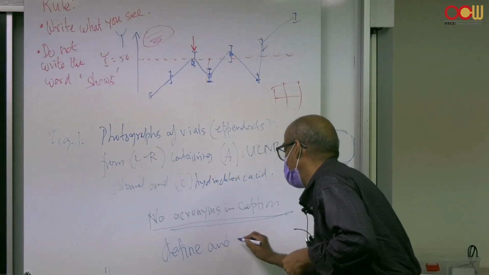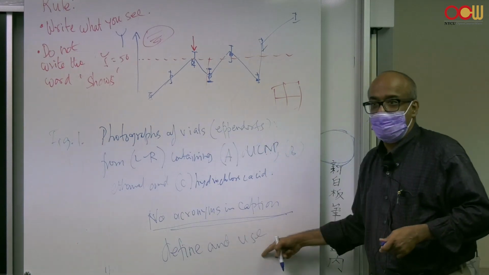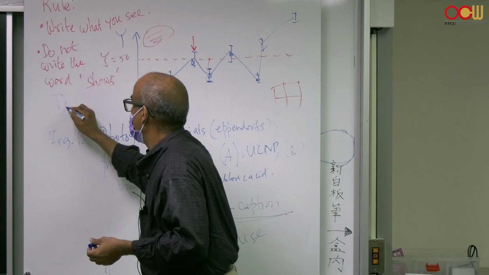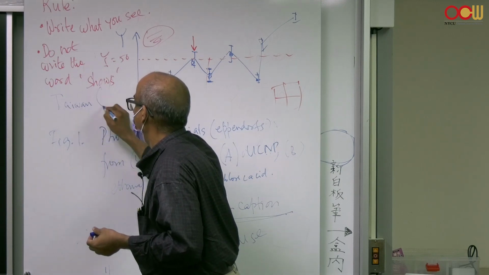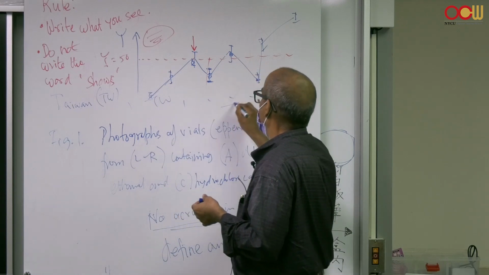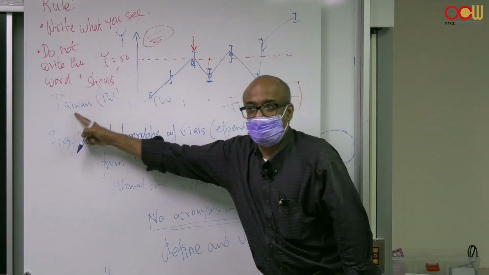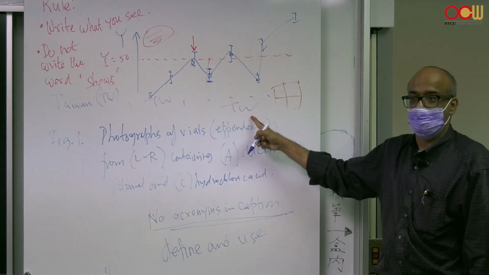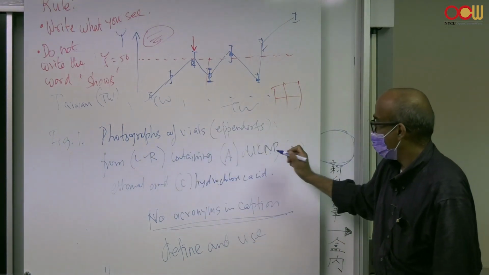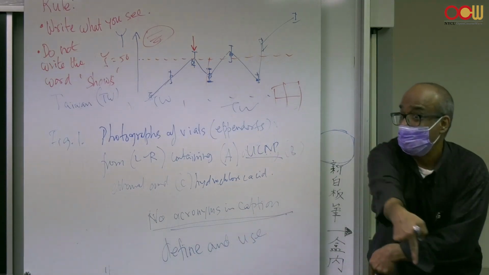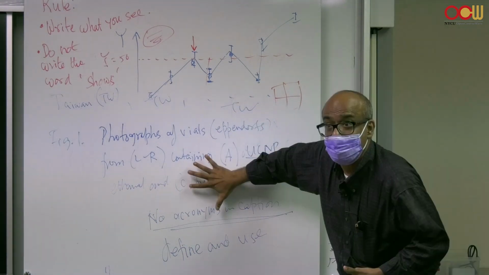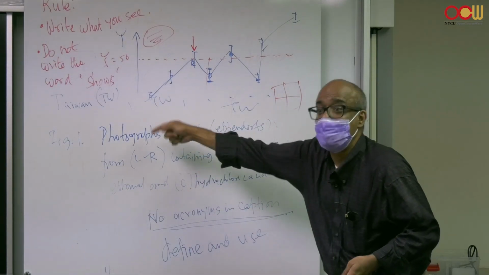Define and use. What is define? Define means, like, for example, Taiwan is TW, and then use TW, like that. First define and then use. Then it will become independent. Otherwise, to understand what is UCNP, I have to go back to the text and then come back here again, which is trouble. You do the definition here, where it appears first.